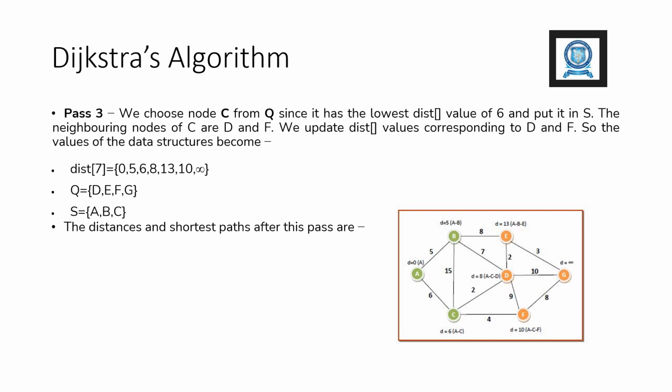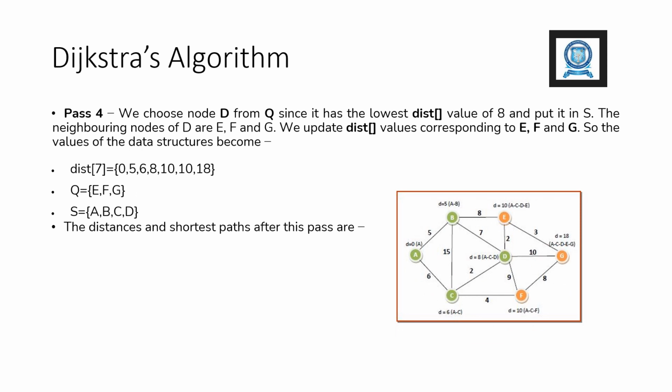In pass 3, we choose node C from Q since it has the lowest distance value 6 and put it in S. The neighboring nodes of C are D and F. We update dist values corresponding to D and F. So the values of the data structures become dist = 0, 5, 6, 8, 13, 10, infinite. Q = D, E, F, G. S = A, B, C. The distances and shortest paths after this pass are shown in the figure.